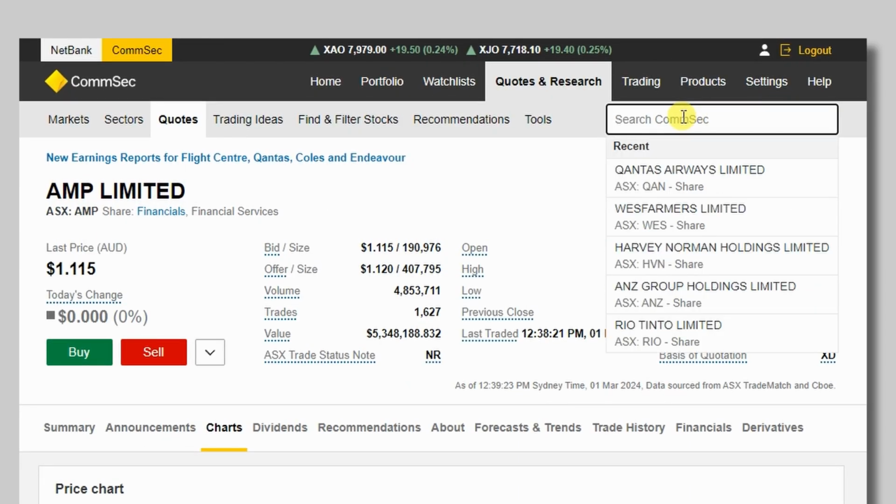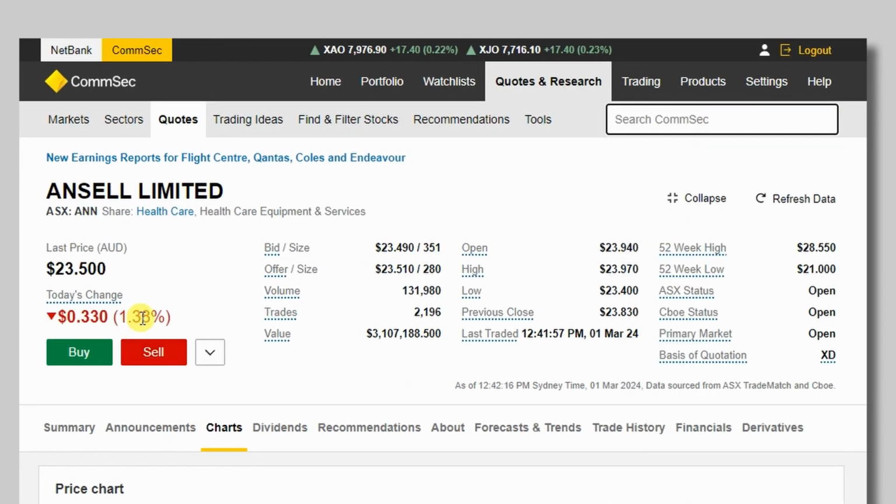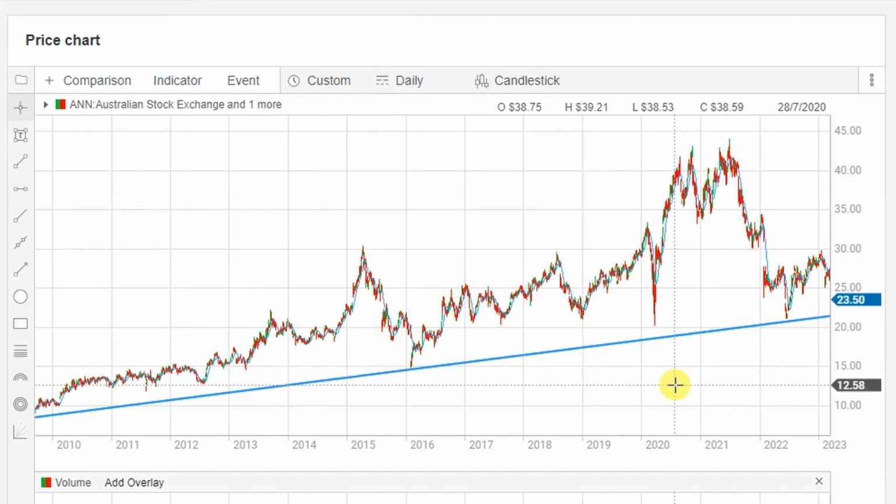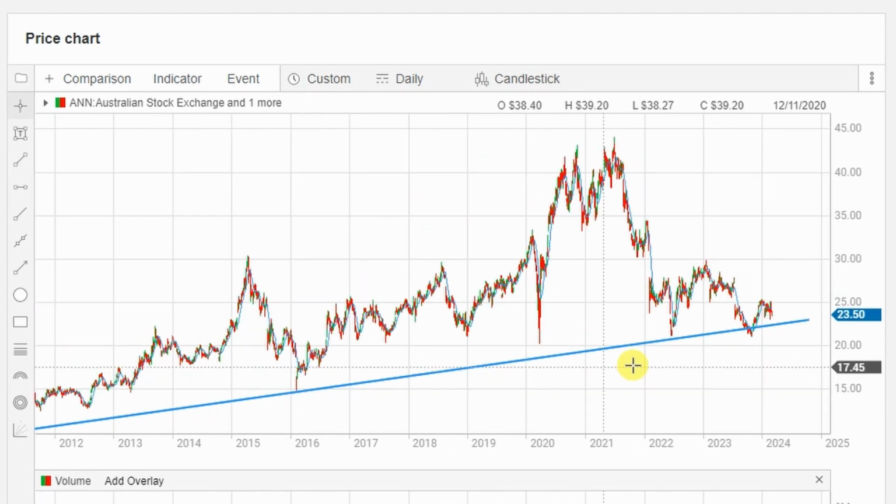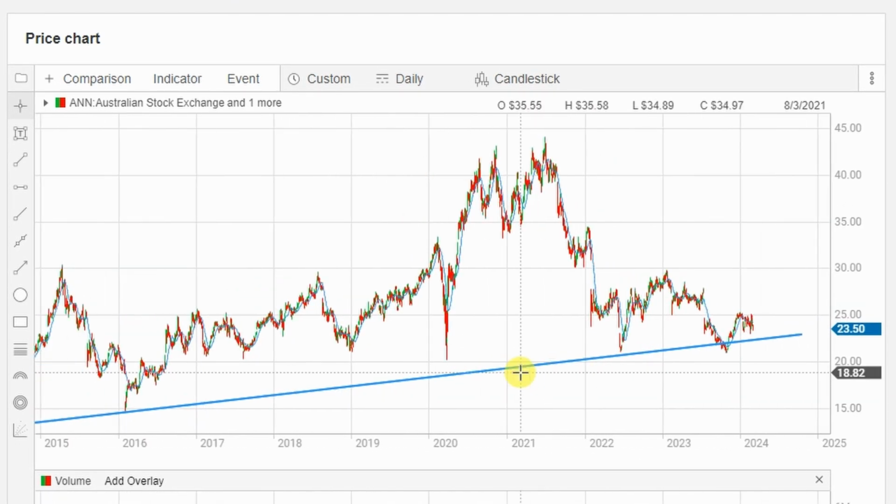So the next one was ANN. This is down 1.38%. Yeah, on the whole, this is not too bad. Certainly taken a bit of a hammering from up around here. 2021, it was a $43 stock. Now it's a $23 stock.